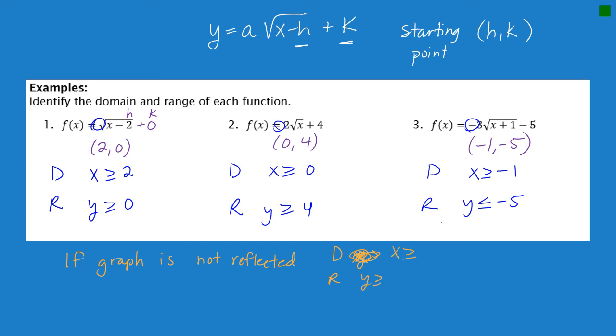If graph is reflected, so that means that you have a negative in front. The first thing you see after your equal sign is a negative. If it is reflected, your domain will still be greater than or equal to, but your range is going to be less than or equal to. And then, again, I didn't write this down, but it would be x greater than or equal to h, y greater than or equal to k, x greater than or equal to h, y less than or equal to k.